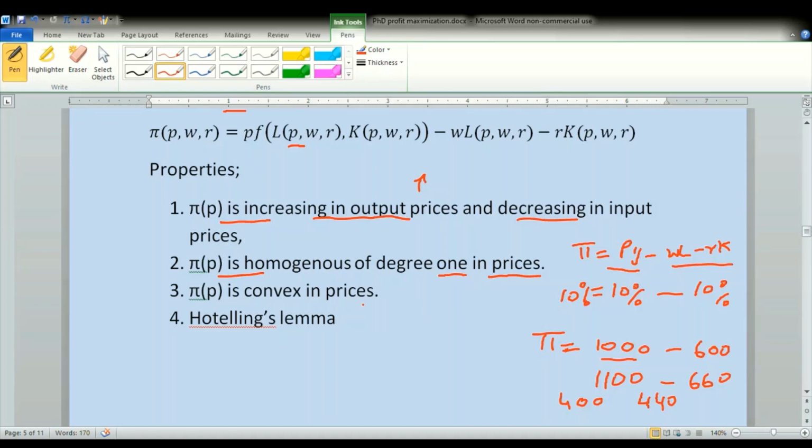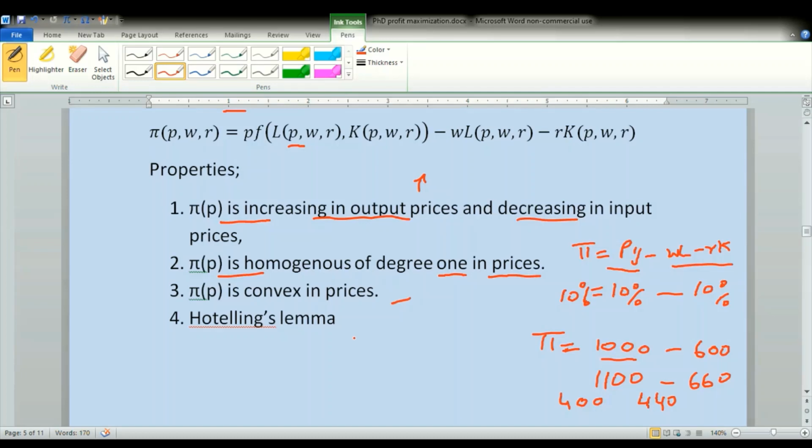Then we have the third property, which is like saying that the profit function is convex in prices. Means that it is convex in output prices as well as it is convex in input prices. Finally, we have the fourth property, Hotelling's lemma. We will not be proving this property. Let me write it down only.